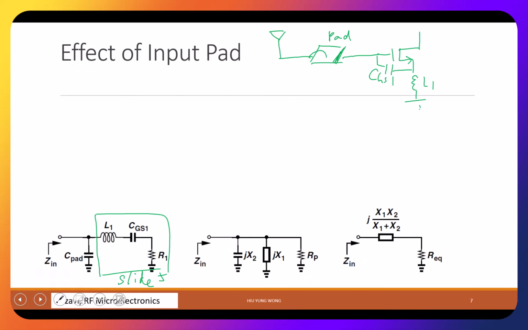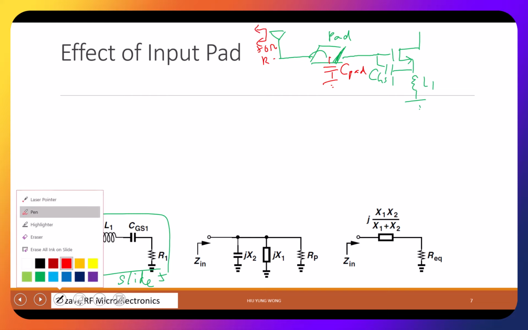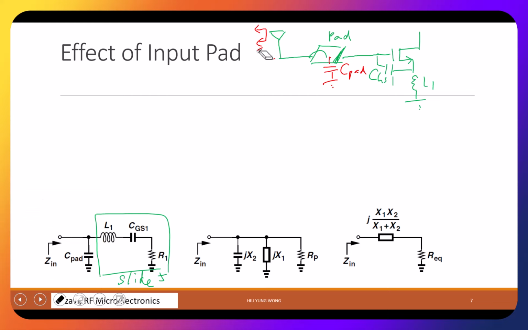But this antenna, this pad itself creates a parasitic capacitor called C-pad. And of course, for the antenna, it also has a 50 ohm. Let's assume it's 50 ohm, right? Let me not write it. There will be some transformation. But anyway, it's okay. And that's why we have this circuit.